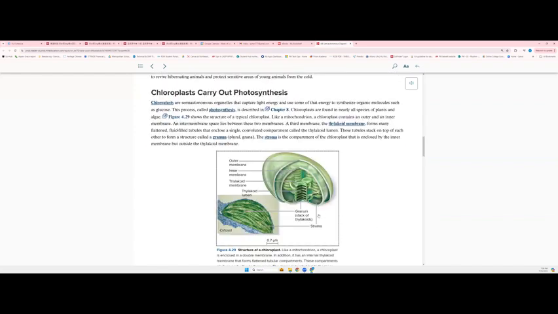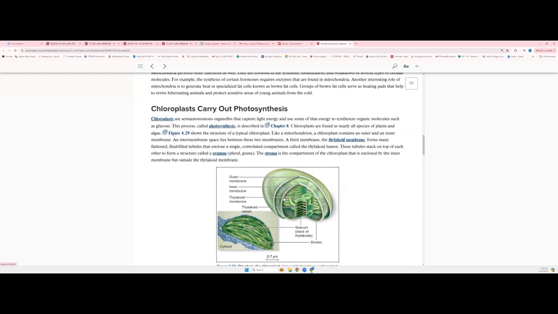So first, let's look at the structure of the chloroplast. Chloroplast also has two membranes, outer and inner membranes. This is the outer membrane. This is the inner membrane. And then there's an intermembrane space between these two membranes.